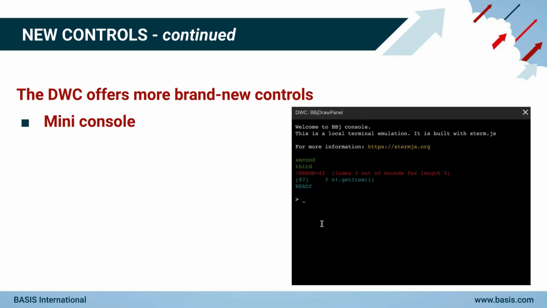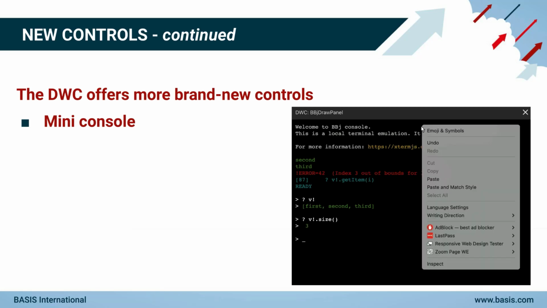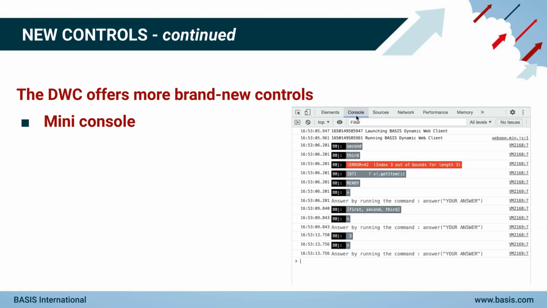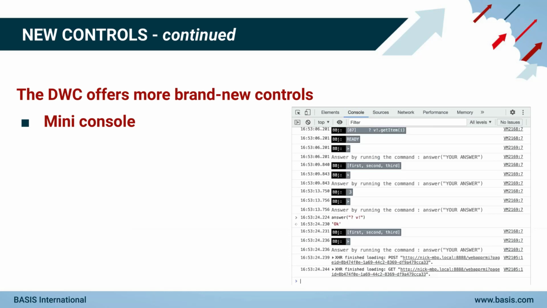Finally, there are two ways for us to debug our programs: using the browser's built-in Developer Tools console and a new version of the mini console. While the mini console is functional, it's still pretty rough around the edges and has a few limitations in its current incarnation. This is an area that we plan to improve upon in the future.